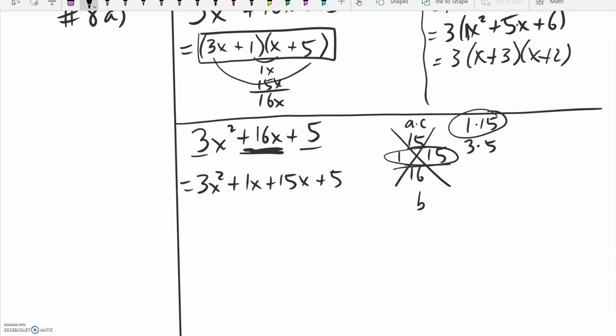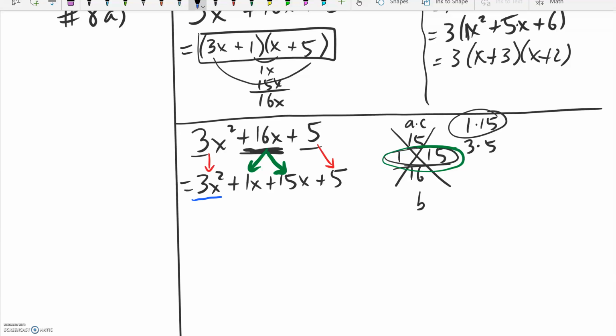So you'll notice the 3x squared doesn't change. Oh, that's the wrong pen. Let me do that again. How about some red? So the 3x squared doesn't change. The 5 doesn't change, right? But what we got here for the middle term is I'm breaking this 16x down into two terms. And that's what this magic X or this diamond does for us. All right, so next we have, let me change that to blue for a quick second.